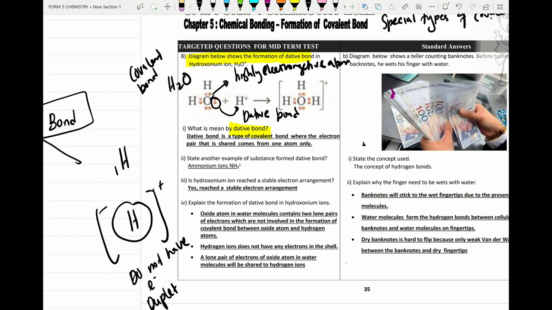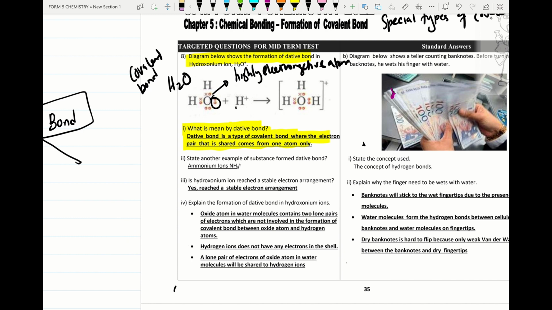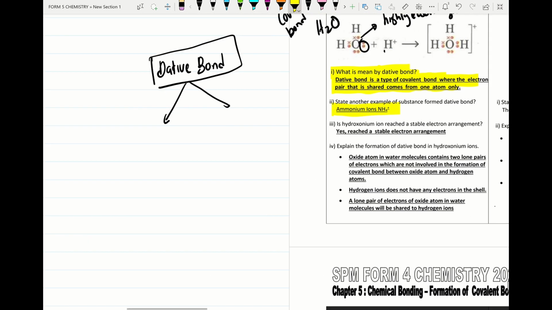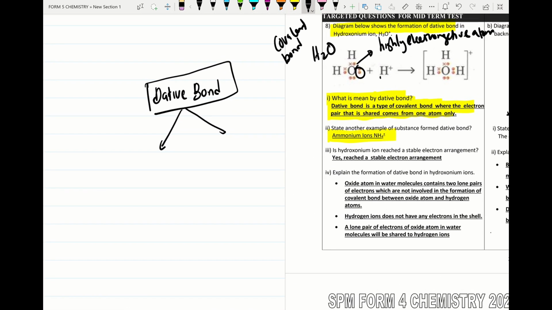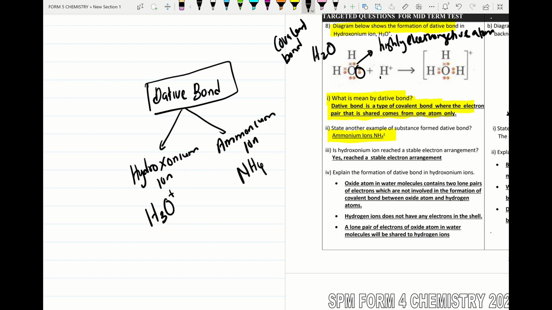All right, so we try to check the answer. What is meant by dative bonding? Dative bonding is a special type of covalent bond where the electron pair that is shared comes from only one atom. Please remember two examples of dative bonding. Number one is the hydroxonium ion, formula H3O+. Another one is the ammonium ion, NH4+.